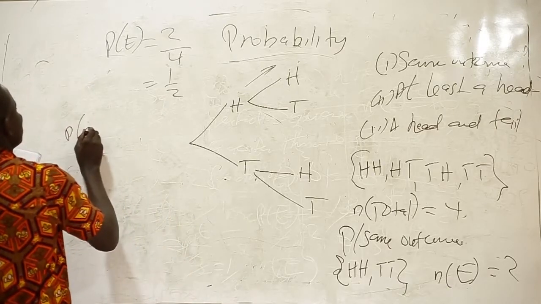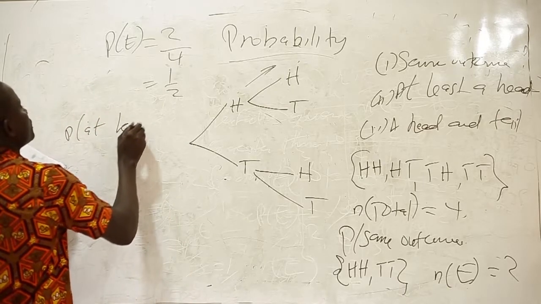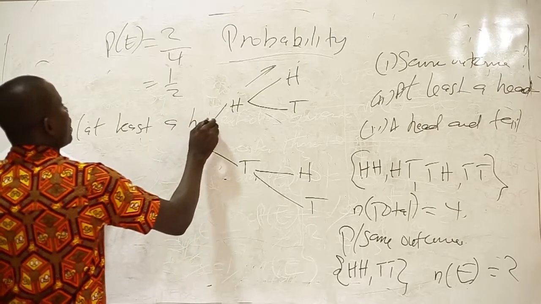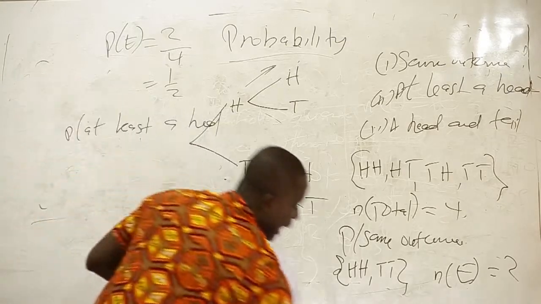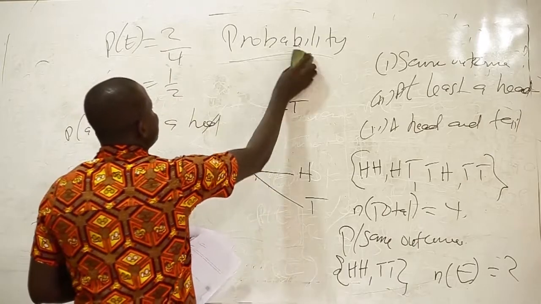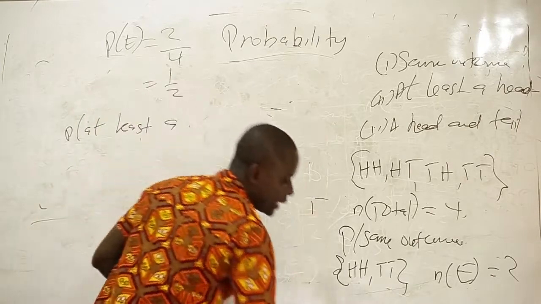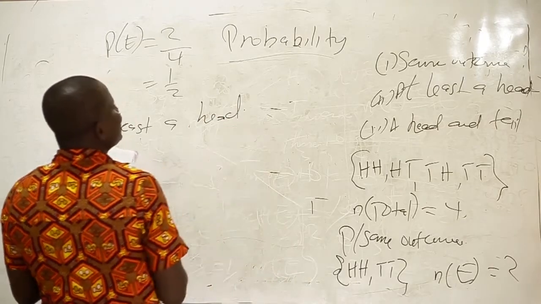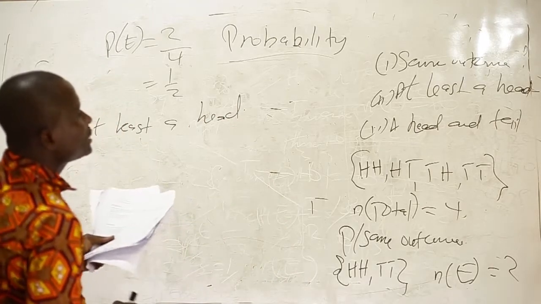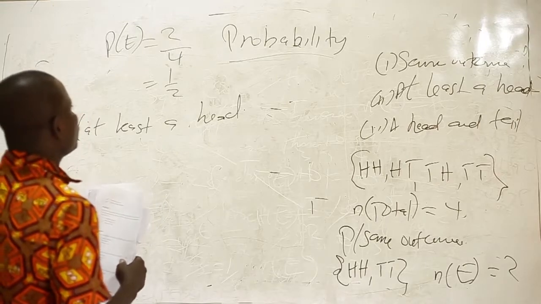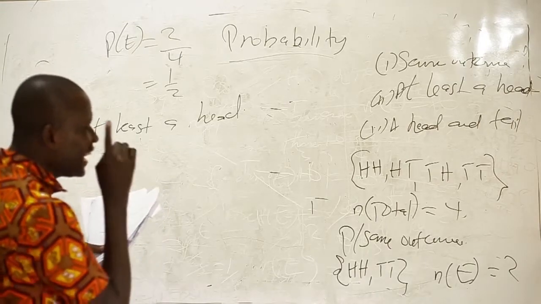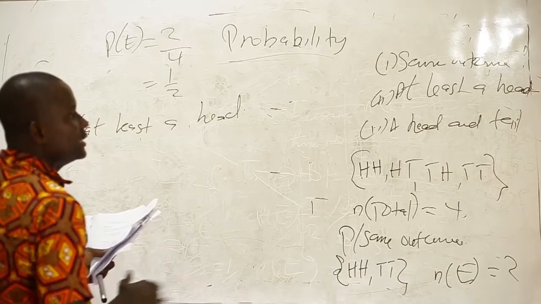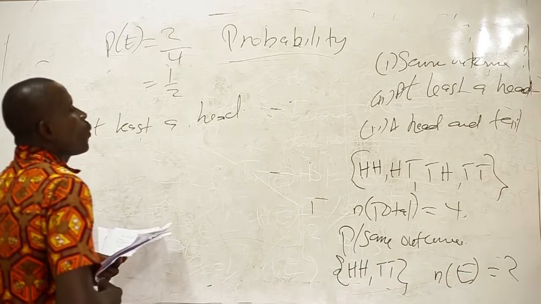Then it says at least a head. So P at least a head. If I say at least a head, in one of the tutorials I explained to you what at least and at most is. So at least, the least is 1 head. So it is 1 head or more.